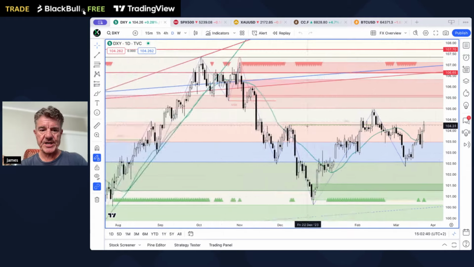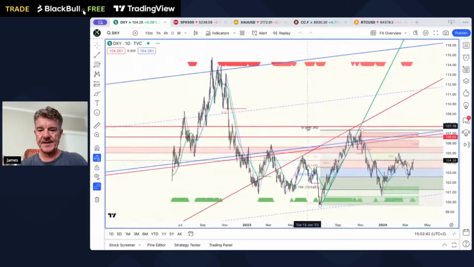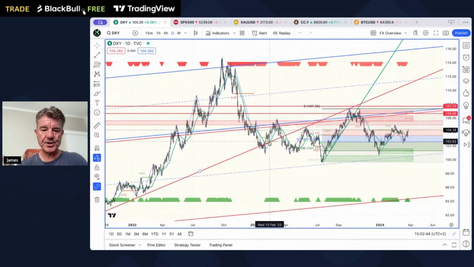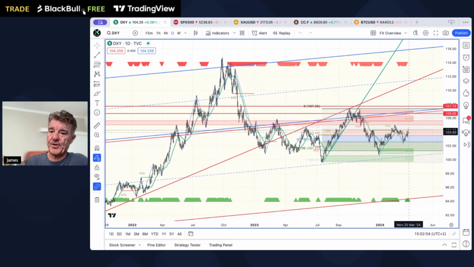And I've drawn some channels in here variously to illustrate where we are. But if you go back to the beginning of 2023, January 23, that's where my mouse is right now, compared to where we are today, that's 14 months later.